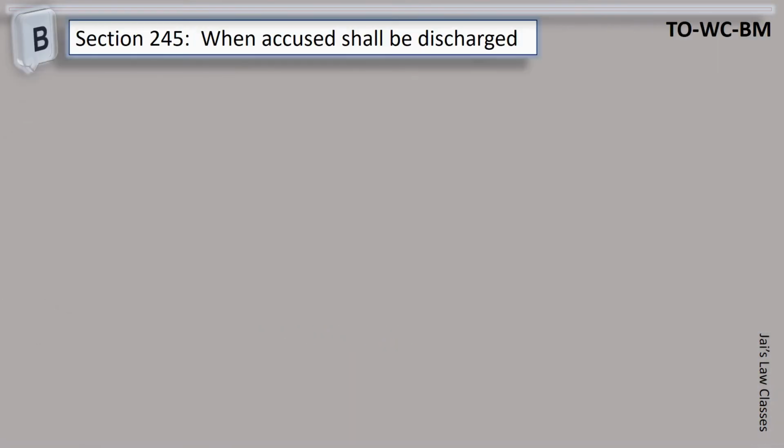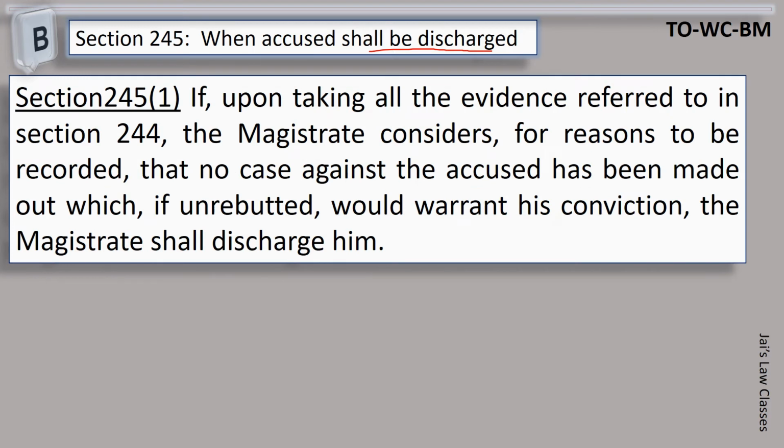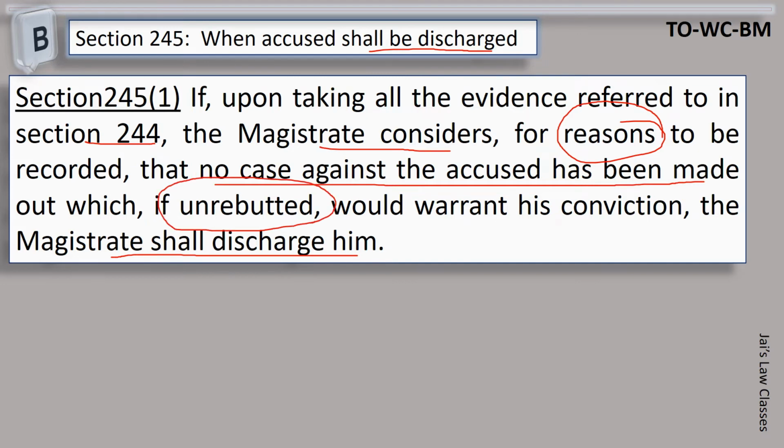The heading of section 245 itself informs that the accused shall be discharged. How? There are 2 points. Subsection 1 says if upon taking all the evidence referred to in section 244, the magistrate considers, for reasons to be recorded, that no case against the accused has been made out which, if unrebutted, would warrant his conviction, the magistrate shall discharge him. If unrebutted would warrant his conviction means even if the case is being processed, the accused will not be convicted. So why not discharge him?